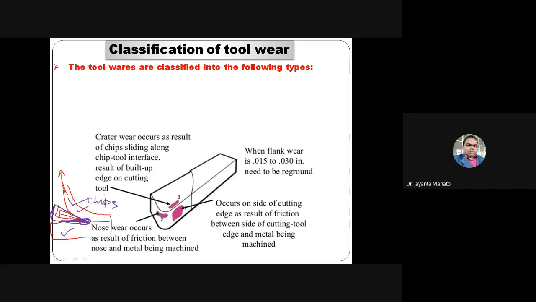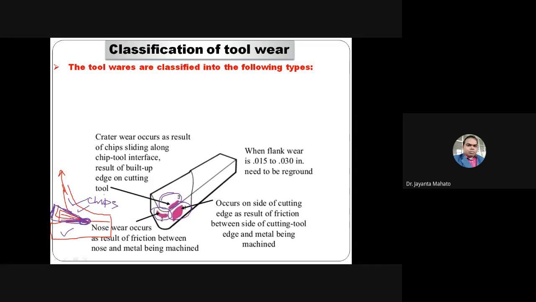So at the top face, this face will contact with the chips, and in this case one type of tool wear may be there. At the nose radius, the nose portion, this portion may wear, and the cutting edge contacts with this face, which is in contact with the machined surface. So there are mainly three contact zones.